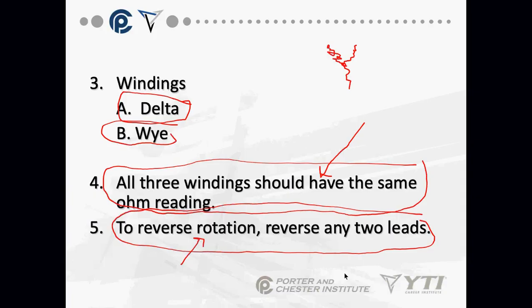What does reverse any 2 leads mean? As I just said, if you take L1 and L2 and you just swap them. If you have L1 connected to one wire, L2 connected to another wire, you just swap them. It doesn't really matter because all the windings have the same ohm reading. The problem is the way it's wired internally to the motor, it may just be on the wrong phase. It happens. The power coming into the building may not have been set up correctly. It happens.